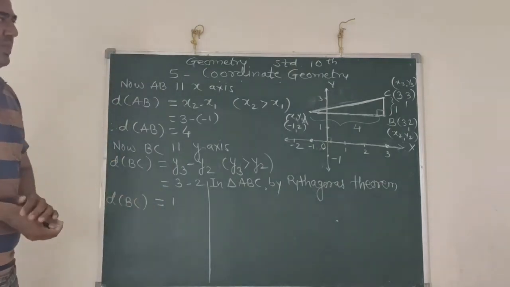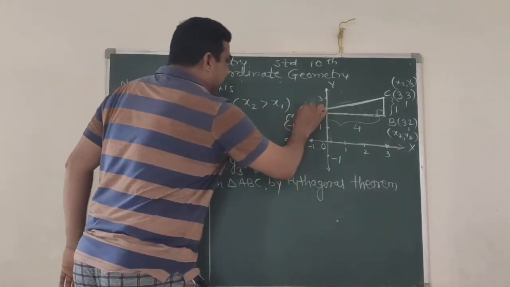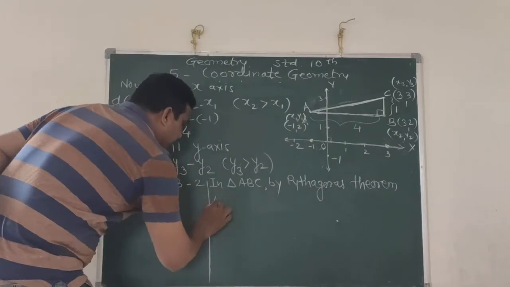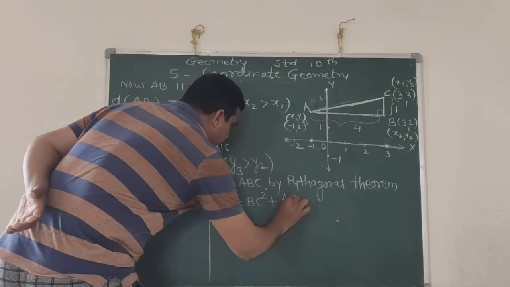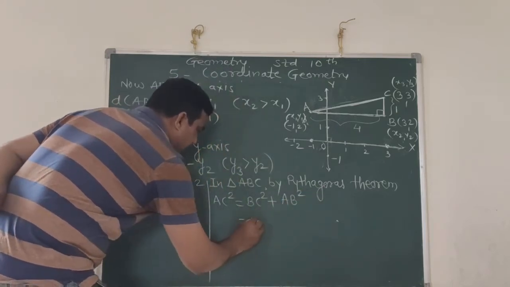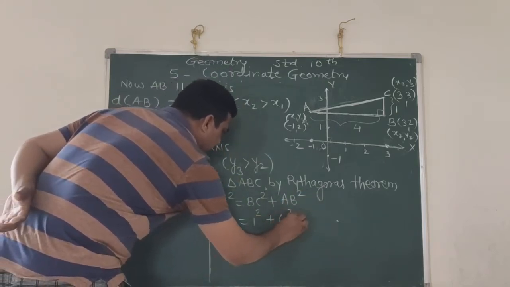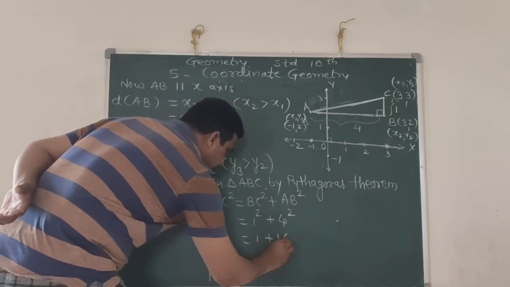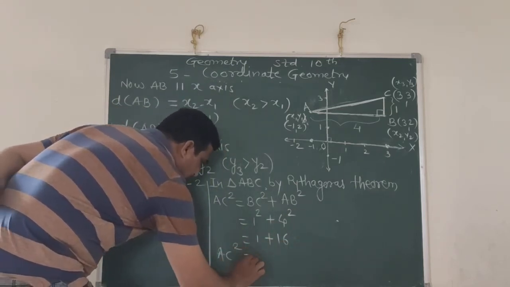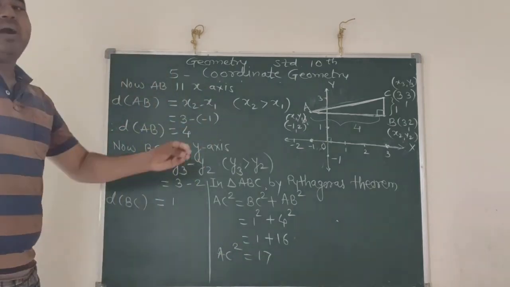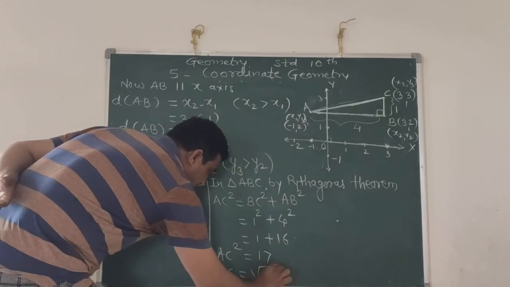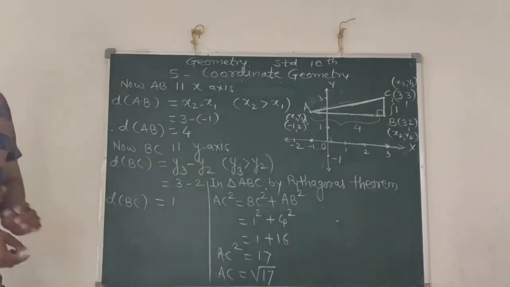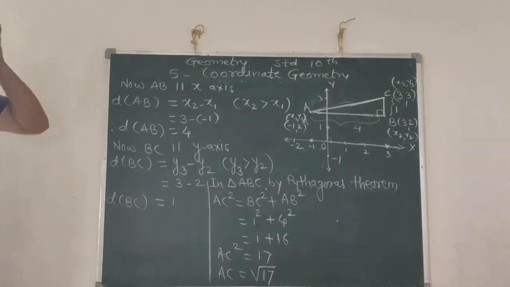What will be your formula? So here using Pythagoras theorem, AC square is equal to BC square plus AB square. Let's put down the values. 1 square plus 4 square, that is 1 plus 16. So here AC square is equal to 17, and then by taking square root, AC is equal to square root of 17. So in this way you can find it by using Pythagoras theorem.